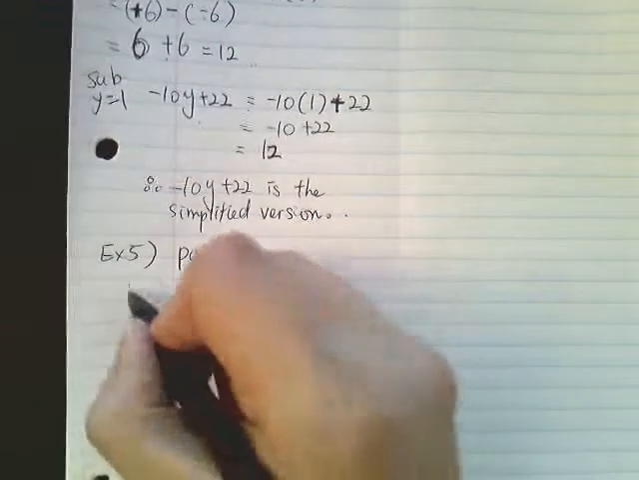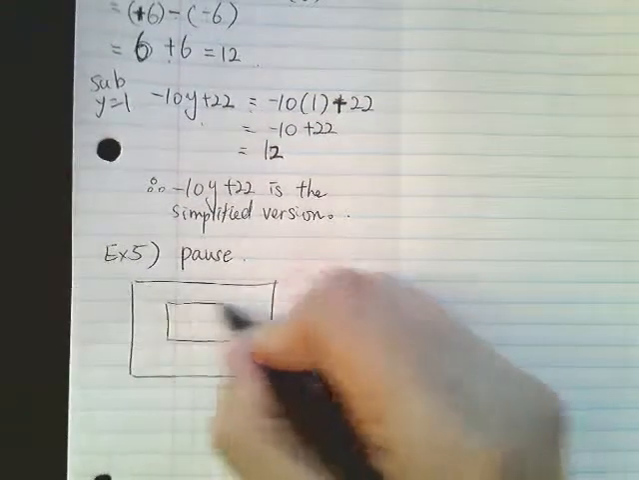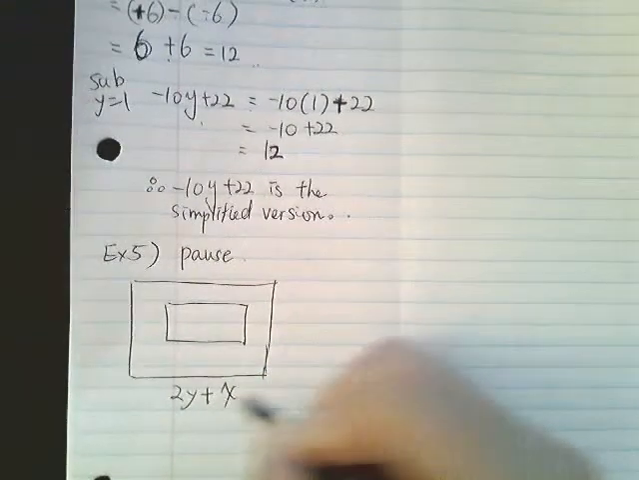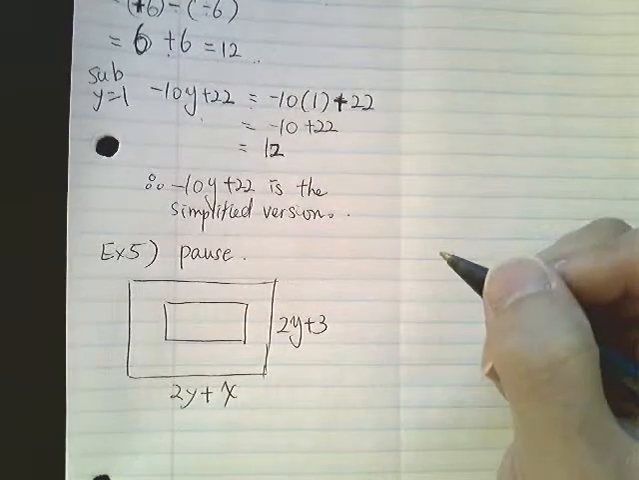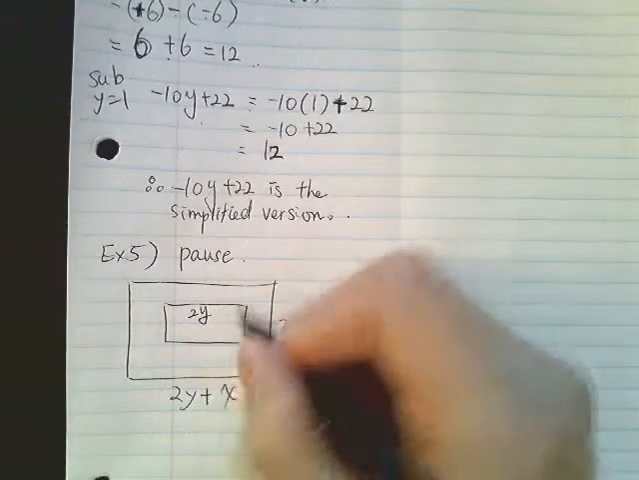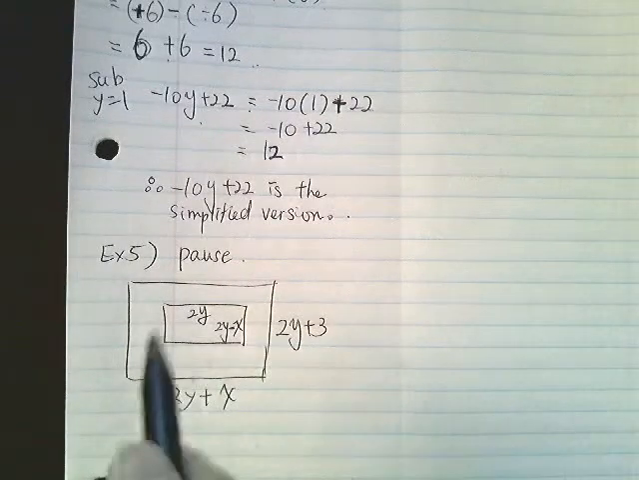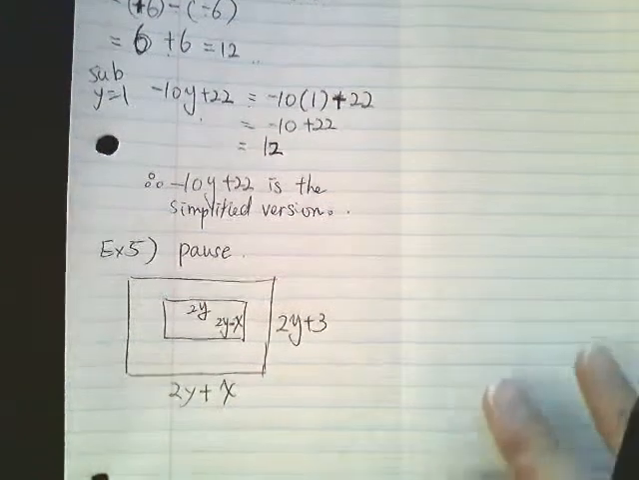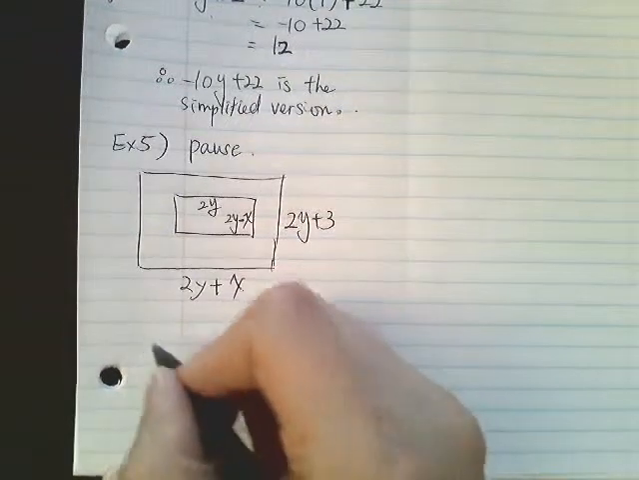So example 5, we have a shape. We have a shape, and then the width of the outer side is 2y plus x, and the length of it is 2y plus 3, whereas the inside is 2y and then 2y minus x for the width. Now if you can't see what I just drew here, that is fine, since it's exactly the same question as your example 5 in the package. Okay. Now it says find the area.